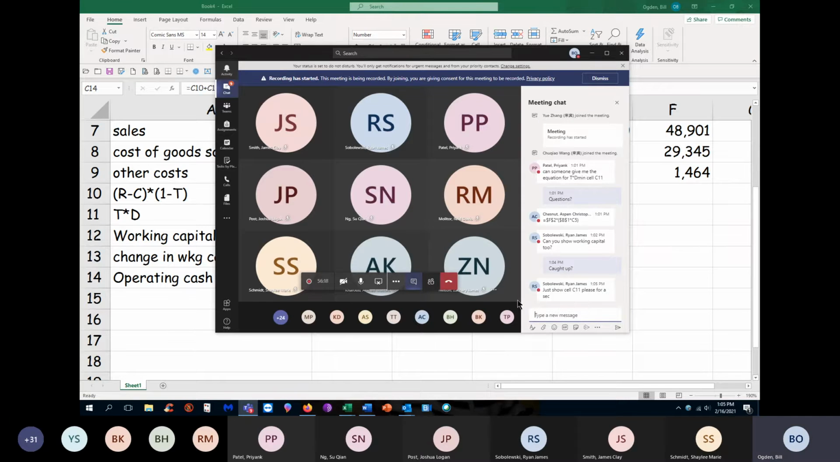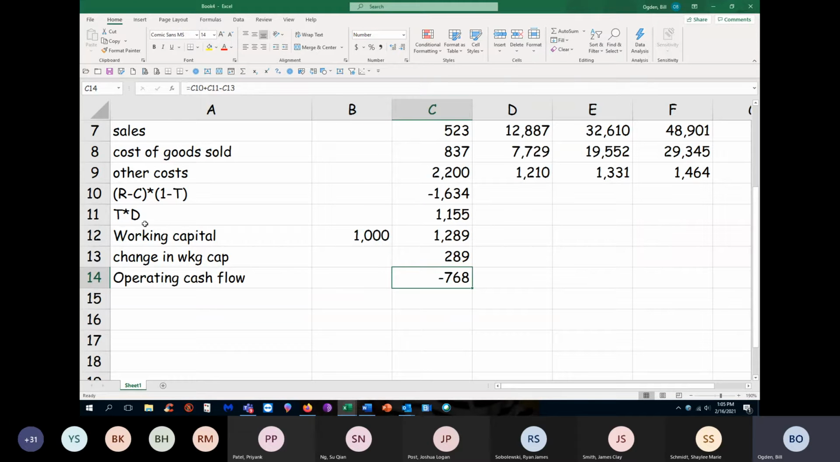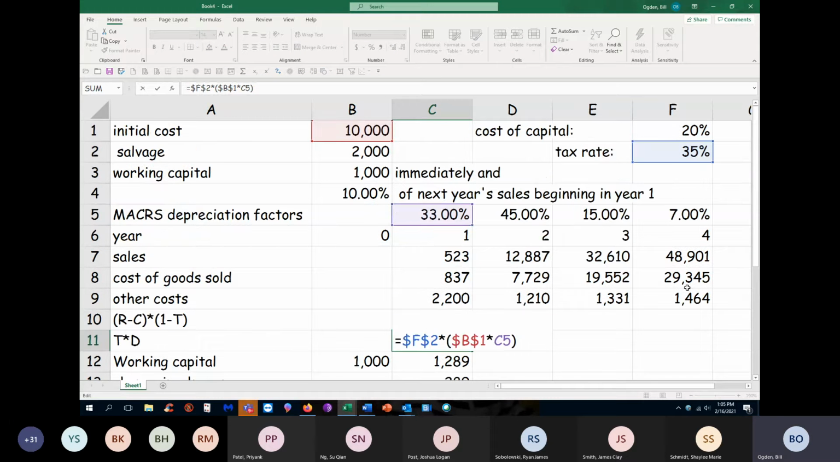Okay, C11. Let's look at the cell C11. I can do that. C11. Okay. Yeah, so this is the tax rate times the depreciation. So it's 33% of 10,000, and I've locked the 10,000, right? That's the amount of depreciation the company will take in year one, and I multiply that times the tax rate of 35%, which I locked.